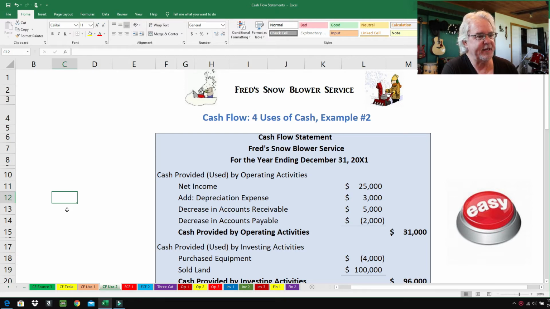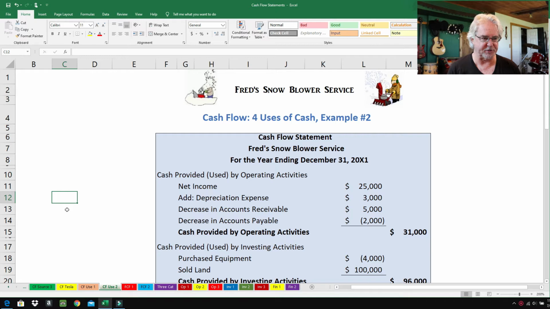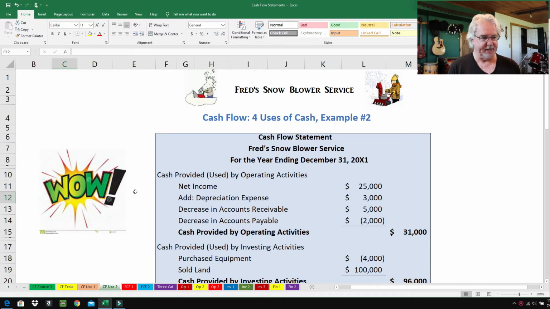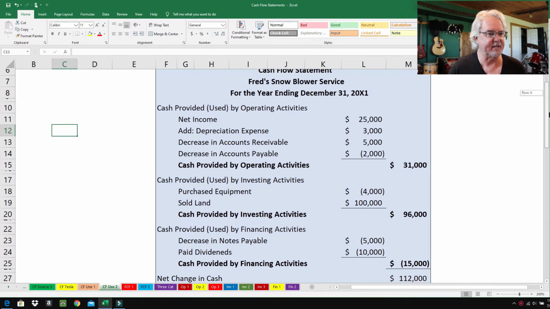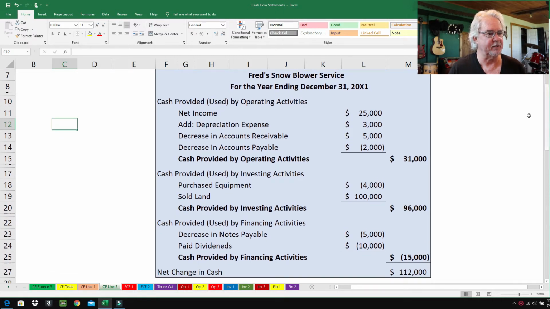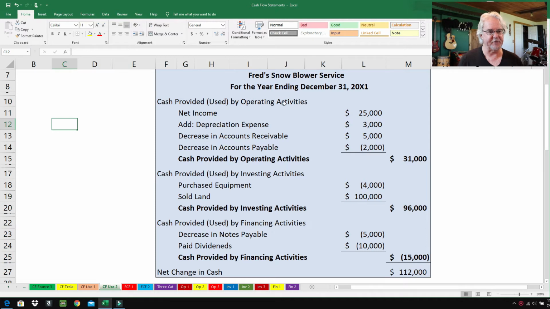Today we're studying intermediate accounting. It's the second example of uses of cash. And folks, if you understand the sources and uses of cash, understanding the cash flow statement is so easy. Nothing to it. So let's get started. This is Fred Snowblower Service once again, and this is a different example. So let's take a quick look at it to see if we can figure out what's going on.